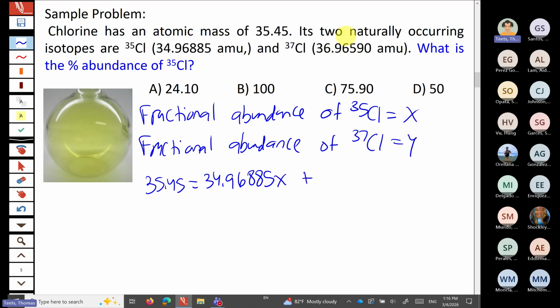The second isotope has a mass of 36.96590 and an abundance of Y. So that's our first equation there, which again, this is atomic mass. This is the isotope masses multiplied by the unknown abundances.